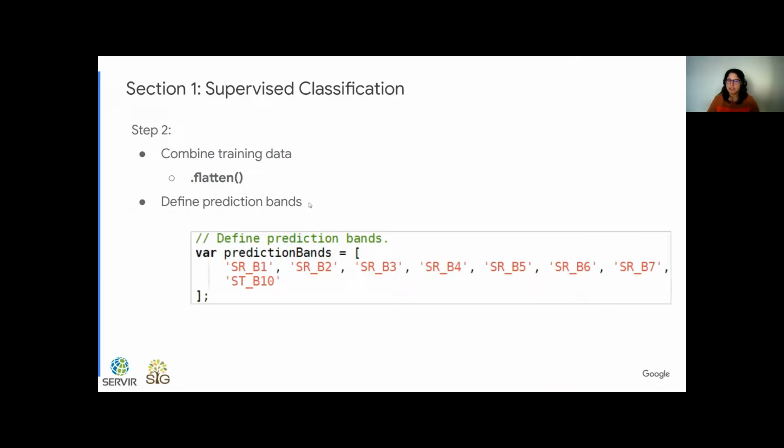Second, we will define prediction bands. So the model will be learning from the spectral information of our image. So we define which of the bands of our images we want to use for that, and we call that prediction bands.